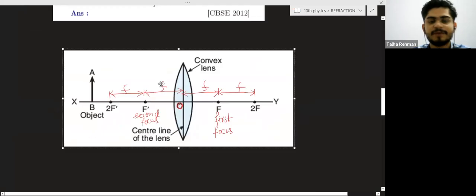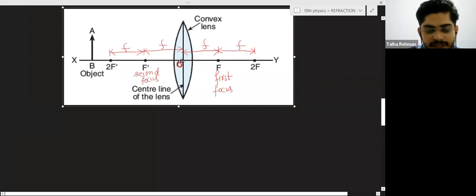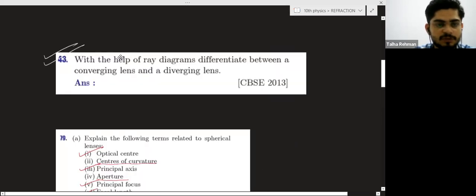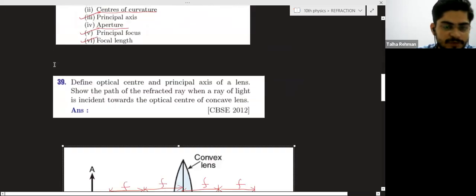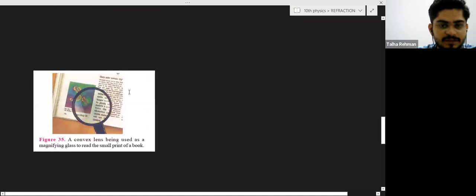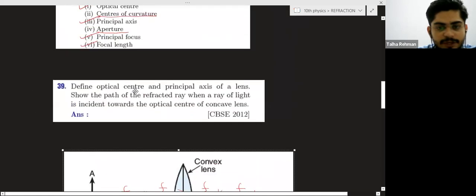So now I will place the object this time on the focus in front of this convex lens, and we will see how the image will form. So this was our first case. Now we will discuss the second case. And one thing I want to tell you here.